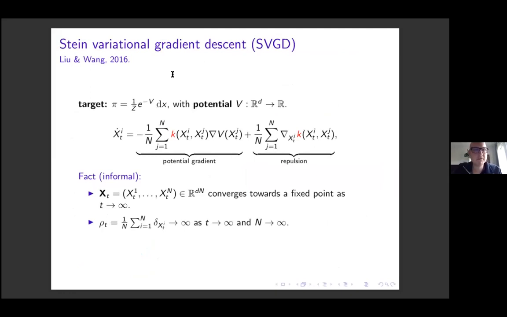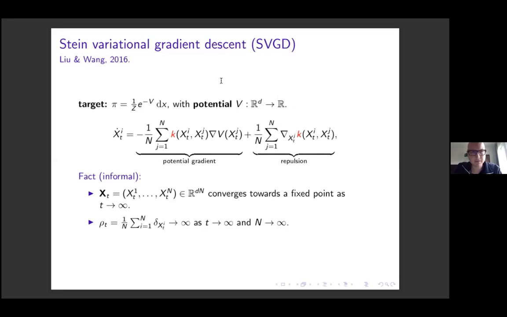So this was introduced 5 years ago in an amazing paper by Liu and Wang. They introduced this algorithm, Stein variational gradient descent, or SVGD. And this target, the picture on the right, we write it as e to the minus V, where V is a potential. Think of V as a landscape, and it has valleys. Where the valleys are particularly deep, there is a lot of probability mass in the valley. So let's say we can describe this measure like this.